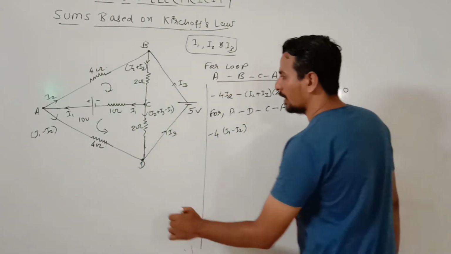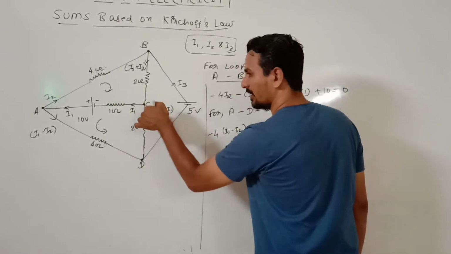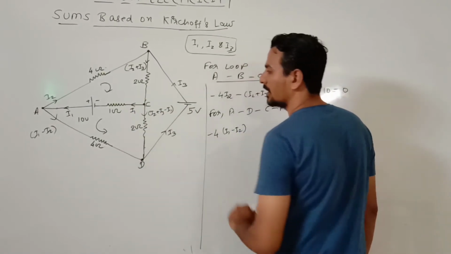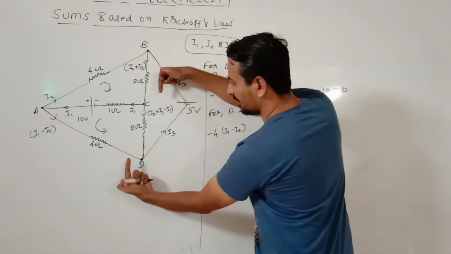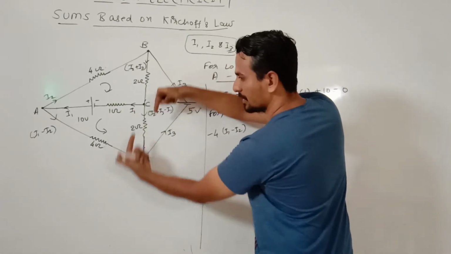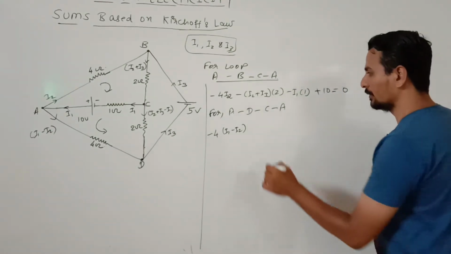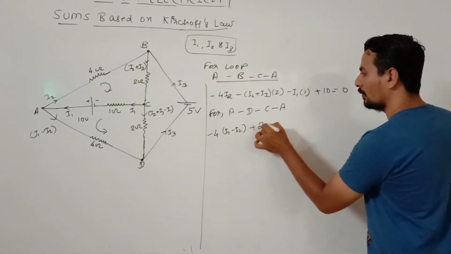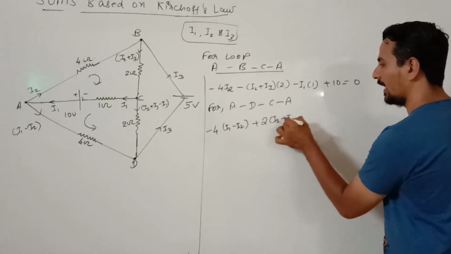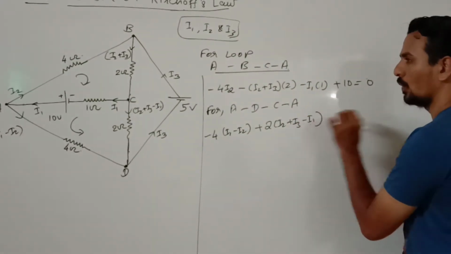Okay. Now we are moving in this direction, that is in upward direction. Current is coming in downward direction. That means current is flowing opposite to our motion this way. So the drop across 2 ohm resistor will be taken positive. So that is plus 2 into I2 plus I3 minus I1.